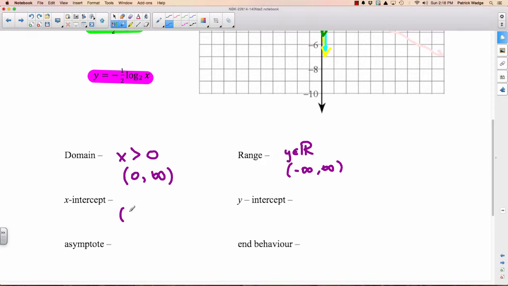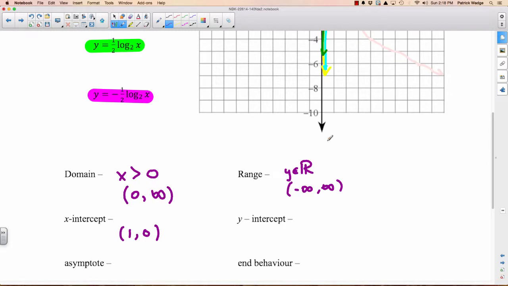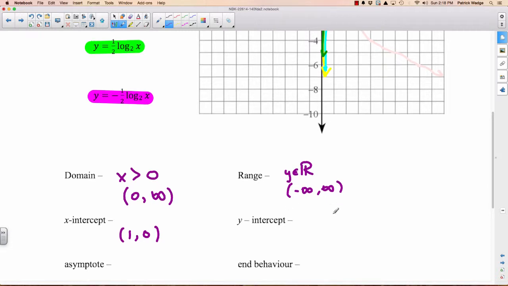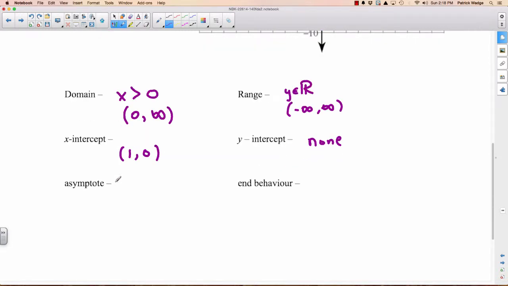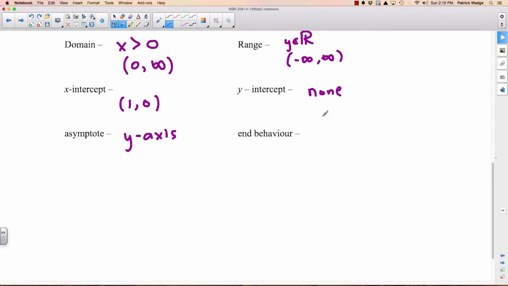That's the x-intercept. How about the y-intercept? There is no y-intercept. The y-axis is an asymptote. So it's never going to touch it. It's never going to cross it. The asymptote is the y-axis. What is the equation of the y-axis? Well, all the points on the y-axis have the same x value. What's the x value of every point on the y-axis? The x value is 0.